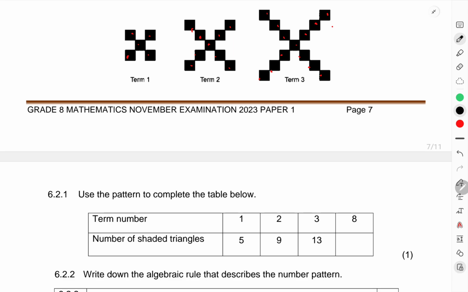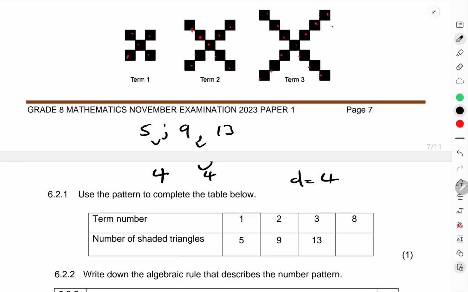Then how do I find the rule? For me to find the rule, I'm going to see that in term number 1, how many squares do I have? I have 5. Term number 2, how many squares do I have? I have 9. Term number 3, how many squares do I have? I have 13. What is the difference between two consecutive terms? 9 minus 5, I'm going to have 4. 13 minus 9, I'm going to have 4. Meaning my difference is 4.